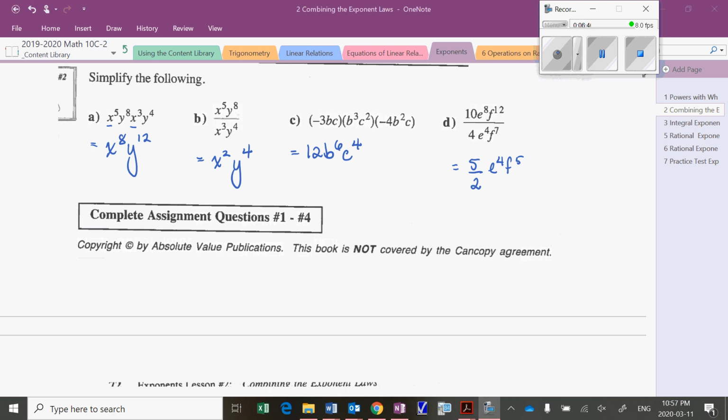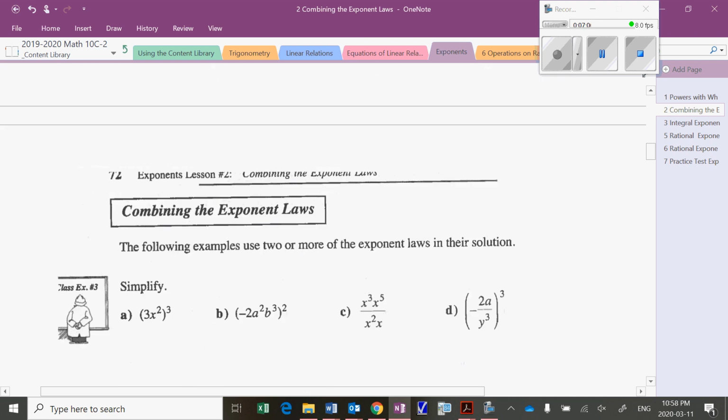For D, 10 over 4 does not divide nicely, so we'll just simply reduce that fraction to 5 halves. And then we've got e to the 4th and f to the 5th. I've written it very clearly with a coefficient of 5 halves. If you prefer, you can also write it as 5e to the 4th, f to the 5th, all over 2. And that is totally fine as well.